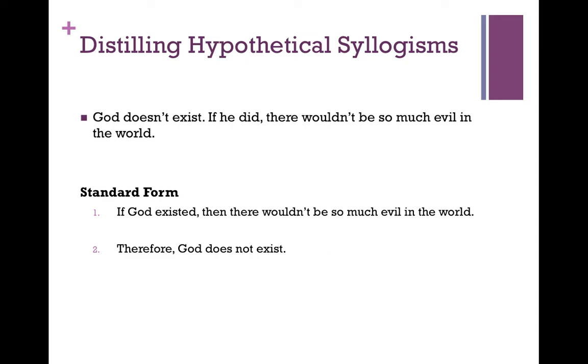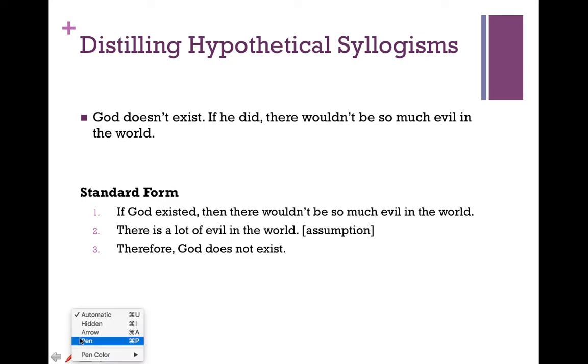This argument, as is presented up here, though, leaves out something, which is what? That there's a lot of evil in the world. That's what it's assuming. And you can see here we have our hypothetical argument, and let's see if we can figure out the form. We'll say God exists, we'll say that's P, then there wouldn't be so much evil in the world. So notice we have our negative here.